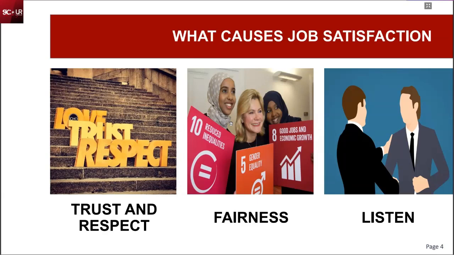So here are 3 causes that create job satisfaction. In organizations where employees feel content, you will find that 2 things are present, and that is trust and respect. As leaders, we often say we trust our employees, we empower our employees.